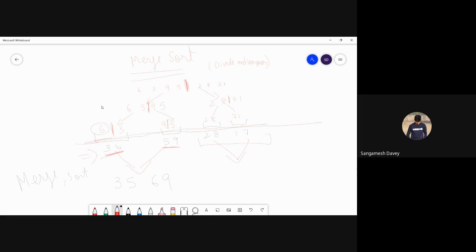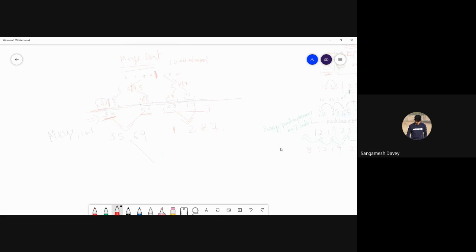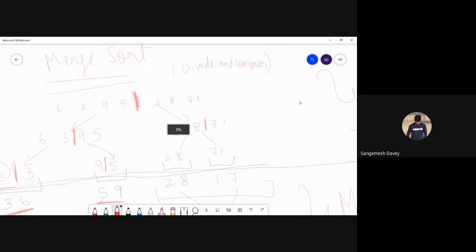I'm conquering them. So I have 1, 2, 7, 8. Once done, again I'll conquer these 2. I'll merge and sort them. So 1, 2, 3, 5, 6, 7, 8, 9. So basically this is the division part. This is the merging and sorting part, or sorting and merging part, any which way. So this division part is easy. I'm sure all of you can code it.